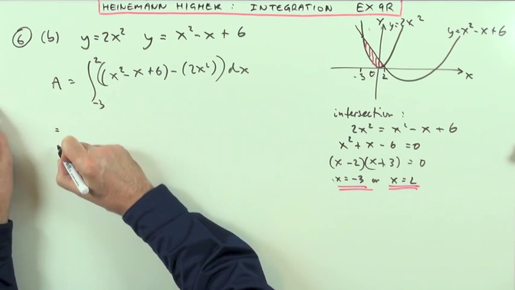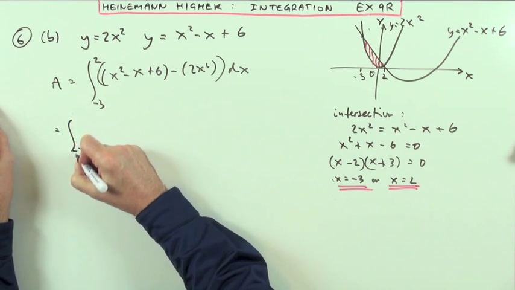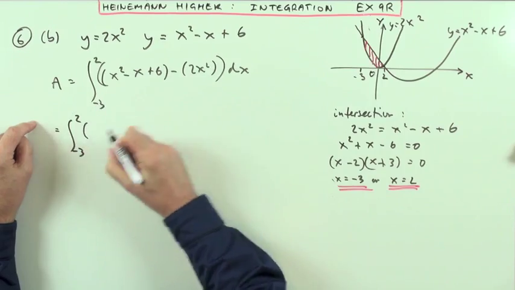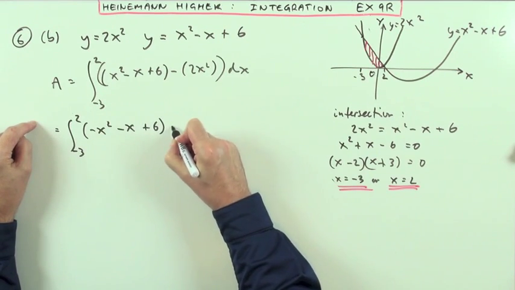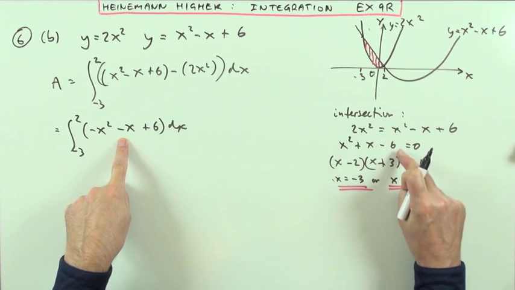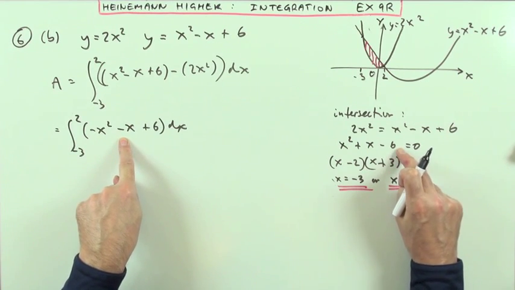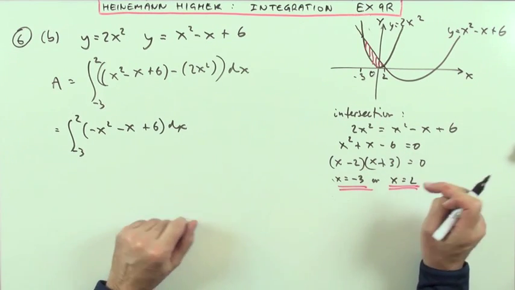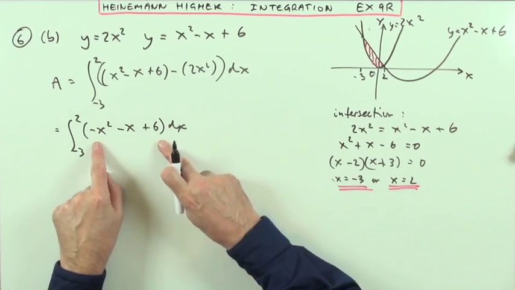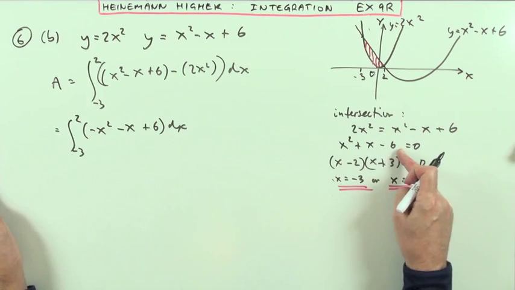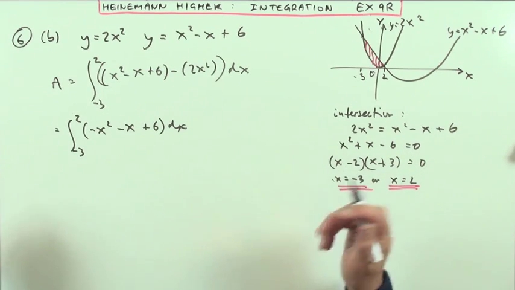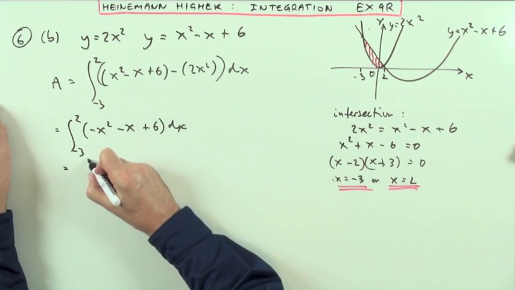So what have I got here then? It's the integral from negative 3 to 2 of, and you can see that's going to be, negative x squared minus x plus 6 dx. The same, but the opposite of the intersection equation, and it always will be. I'd rather use this one than that one, because this will give me the positive immediately, but if I just did that one and took the absolute value at the end, of course I'd get the same answer.